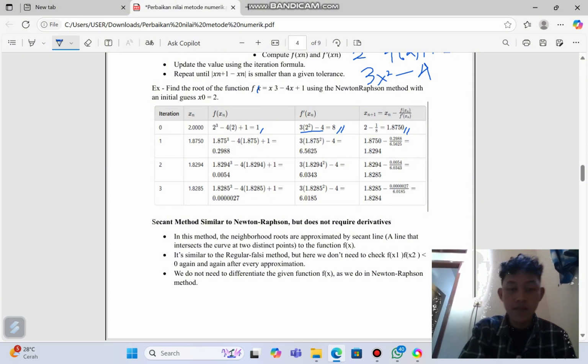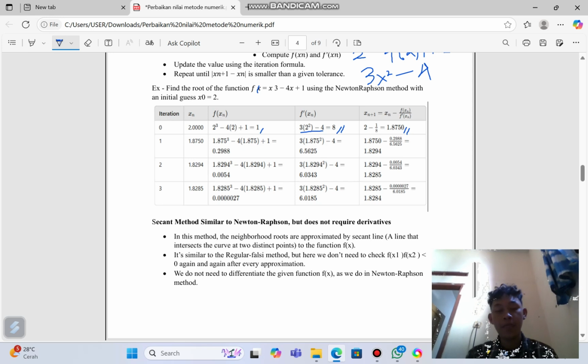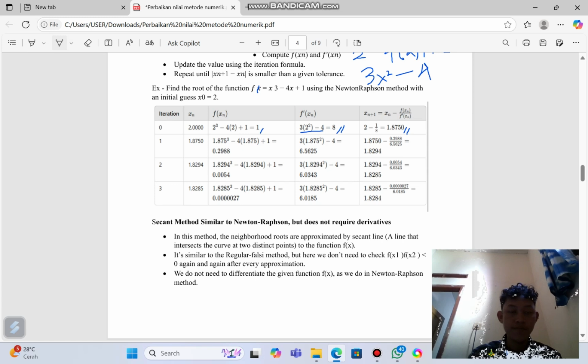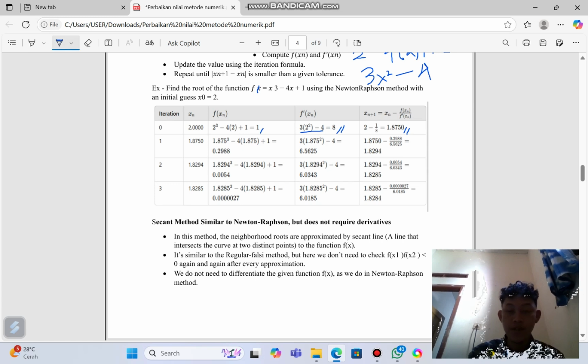We repeat the formula until we get the value almost 0. We can see, after we get this value, we repeat it with initial guess 1.875, and we get this value. We repeat again.